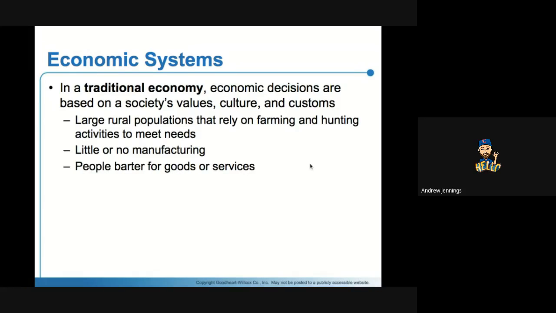So there's little or no manufacturing, basically meaning that there's nothing made in factories or plants. And people are going to barter for their goods or services rather than paying for them in money. Okay, so there's no dollar bills in these societies. A lot of times this is based on, oh, that's the way things have always been, or it's based on religion, something like that. And that's a traditional economy.